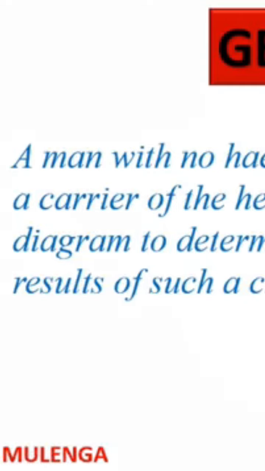So let's see what you're going to do. Here we are going to start with the parental phenotype. Since we are looking at a normal male who was crossed with a normal carrier female, because in the question we are told that the woman is a carrier for the hemophilic gene. So for the parental phenotype, it's a normal male crossed with a normal carrier female.